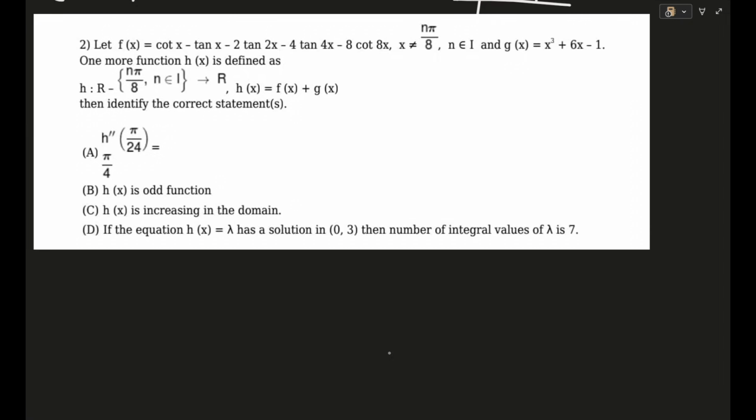Moving on to this, here it is given that f of x is some big trigonometric expression.